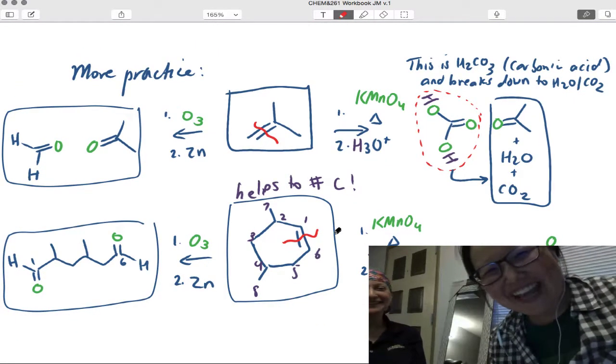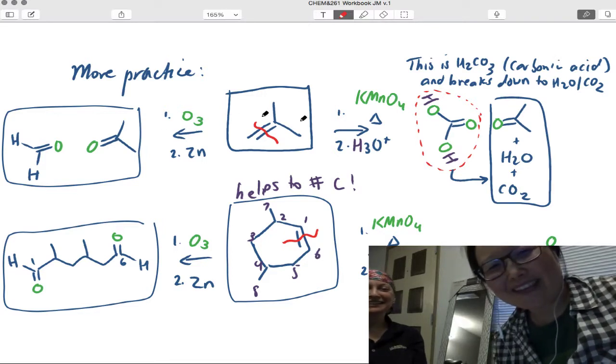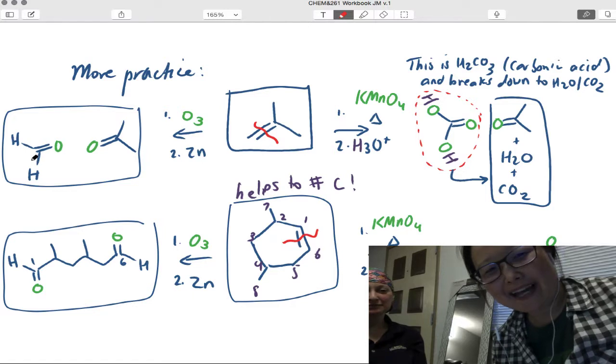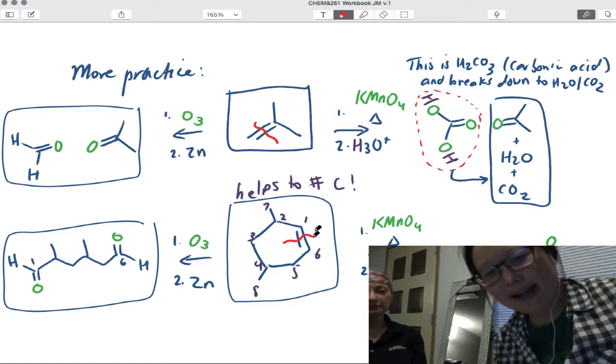All right, so the answers are on the next page. So you can see with ozonolysis, you get the ketone over here and the aldehyde over here. With stronger oxidizing conditions, I get this breaking down into CO2 and water, and then the other half becomes the ketone. For the second one, I had cleavage here.